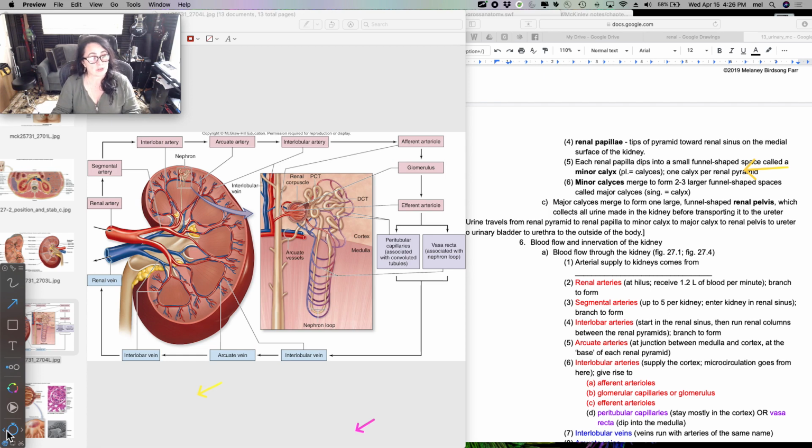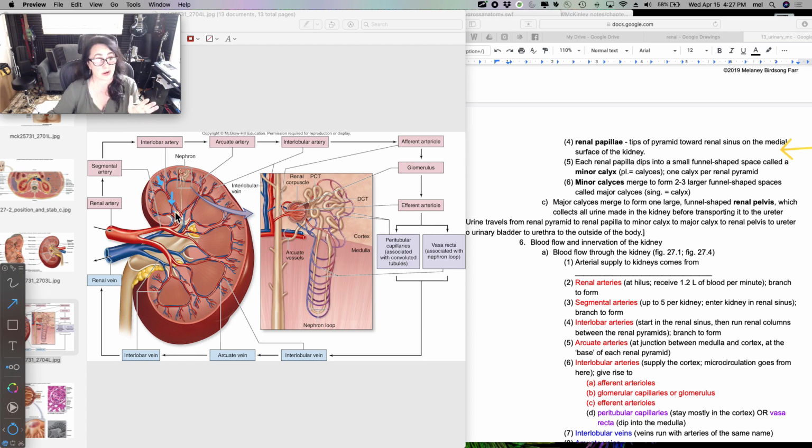So now, after I do all the microscopic circulation, which I'll tell you about in just a second, what I am going to do is deliver blood back down. So I went up the interlobular artery, and now I'm going to go back down the interlobular vein. And then from the interlobular vein, I'm going to go through this guy right here, which is going to be the arcuate vein. And then down this one right here, which is going to be the interlobar vein.